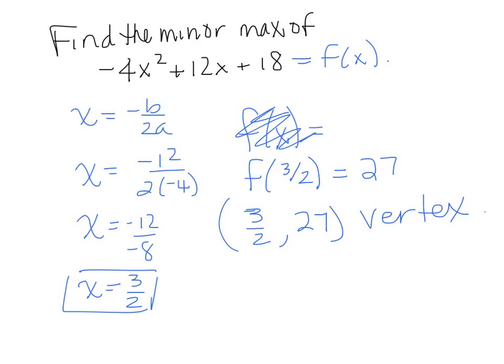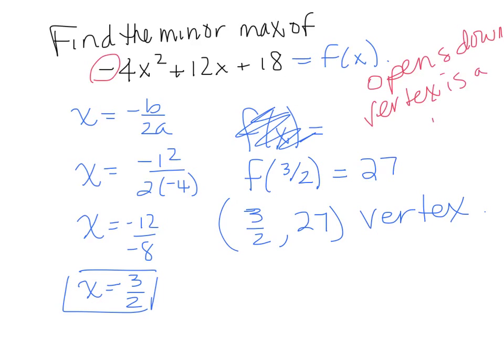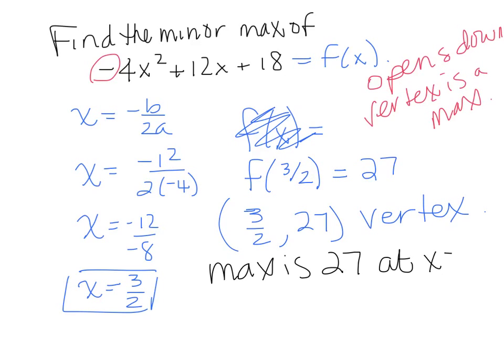But what you also can say is, is it a min or a max? I forgot to check. How do we tell? Oh yeah, I have to go back up here. It's negative in the front there. So that means it opens down. Oh, that means the vertex is a maximum. Okay, cool. So now I can say the maximum is 27 at x equal 3/2. So I've talked about the maximum value and where it occurs, and it is a maximum, not a minimum.